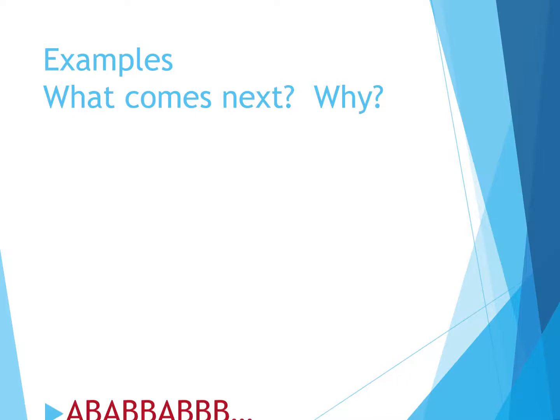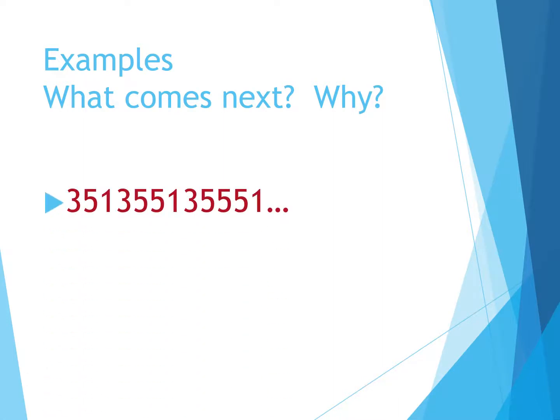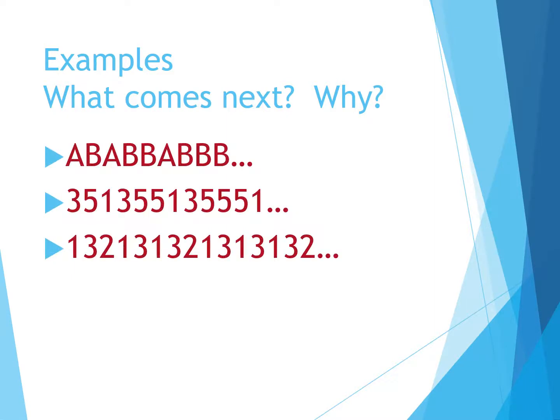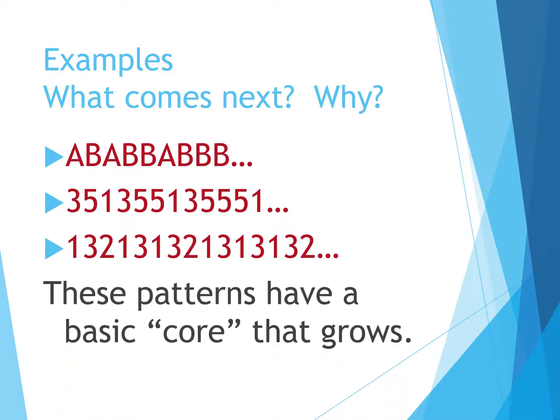Okay, let's look at a few other patterns. Here's one. Here's another. And here's a third. Now, if I look here, I may not see a core that repeats itself. 1, 3, 2, 1, 3, 1, 3, 2, 1. So the core here may not be obvious, or I may not even see a core. But these ones do have a core, but the core does not remain the same. It grows.